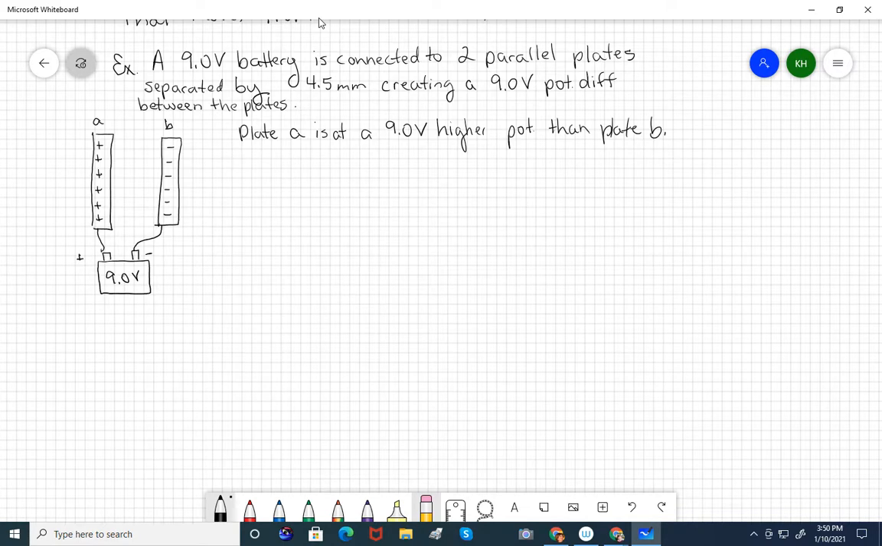So a lot of times we tend to think that this would be at 0 volts and that plate A would be at 9 volts. It's a little arbitrary. We could say plate A was at 0 volts, then B would be at negative 9 volts. But we know there's a difference in potential of 9 volts. A is 9 volts higher than B. All right, let's answer some questions.